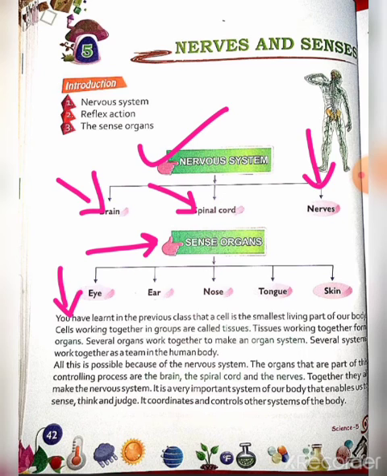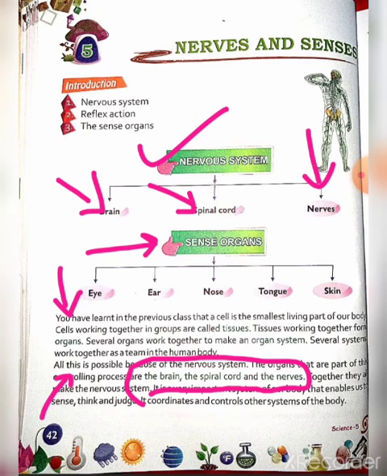Then come to the next paragraph. All this is possible because of the nervous system. So these are all connected by the nerves from our head to the foot. The organs that are part of this controlling process are the brain, spinal cord and the nerves. Together they make the nervous system.